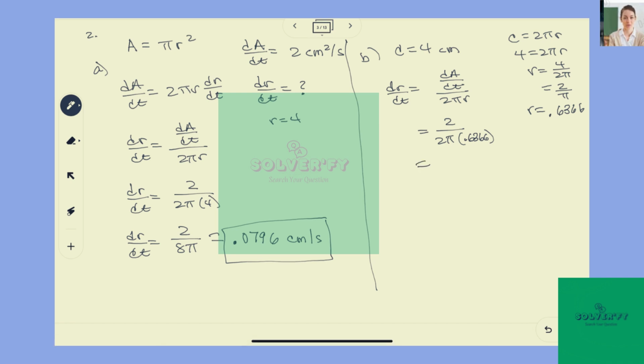Let's do that division. So I want 2 divided by 2 times pi times 0.6366. And that is going to give me 0.5, and that is 0.5 centimeters per second.